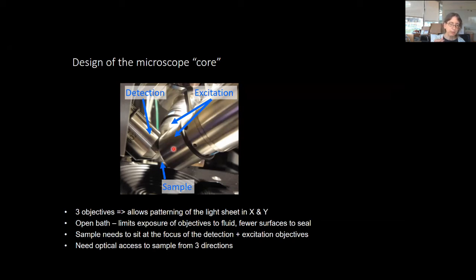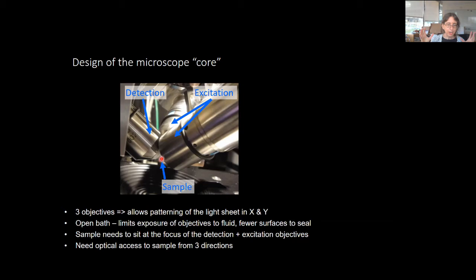We want to be able to do structured illumination from two directions, and we're going to be doing it by stepping the Bessel beam across the field of view. In order to step the Bessel beam across the field of view in both X and Y, you need to be approaching from both X and Y so that you can step perpendicular to that direction. So we need these two excitation objectives and this detection objective all focused at the same place, and then we need to get the sample into the mutual focus of those three objectives.